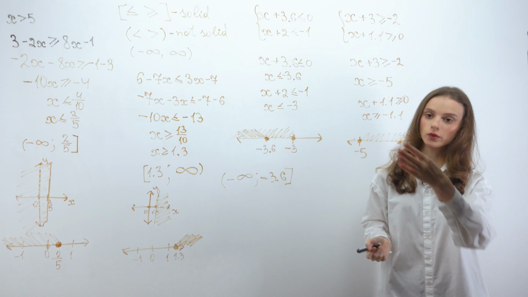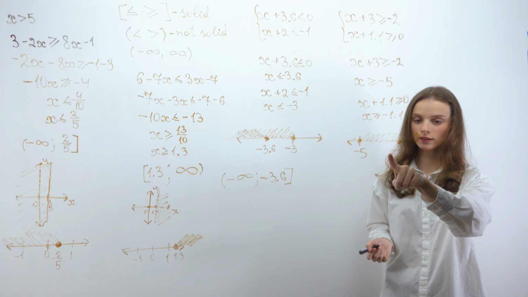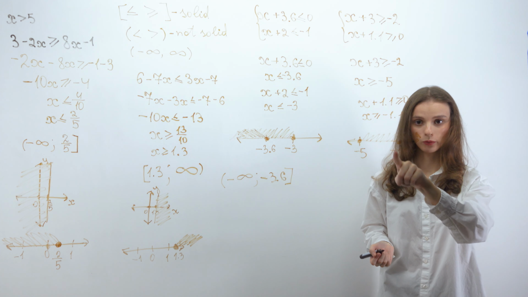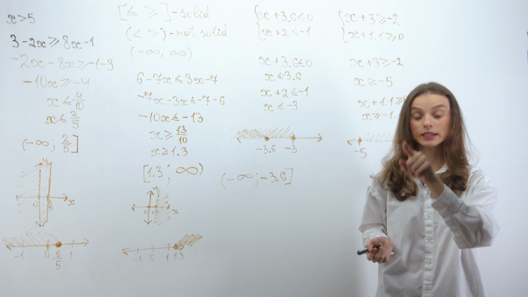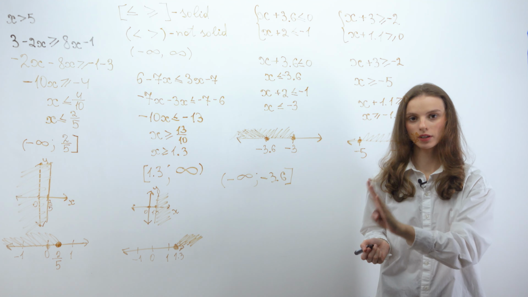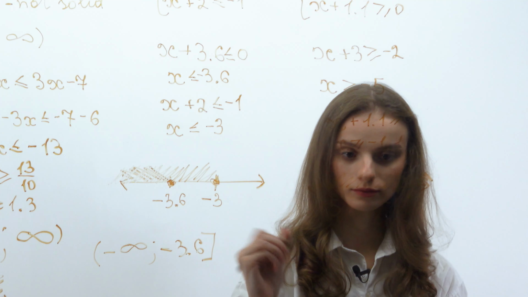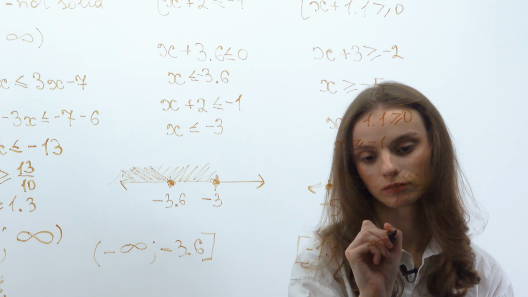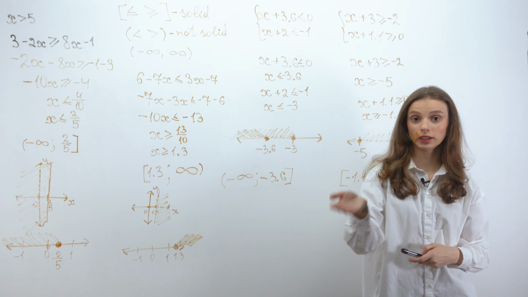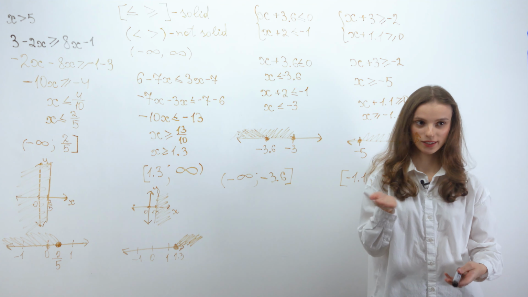Now, where do these two intersect? They start intersecting when we hit negative 1.1 and go all the way to infinity. So negative 1.1 is going to be our lowest number that will satisfy these inequalities. And now this will be our final answer for this system of inequalities.